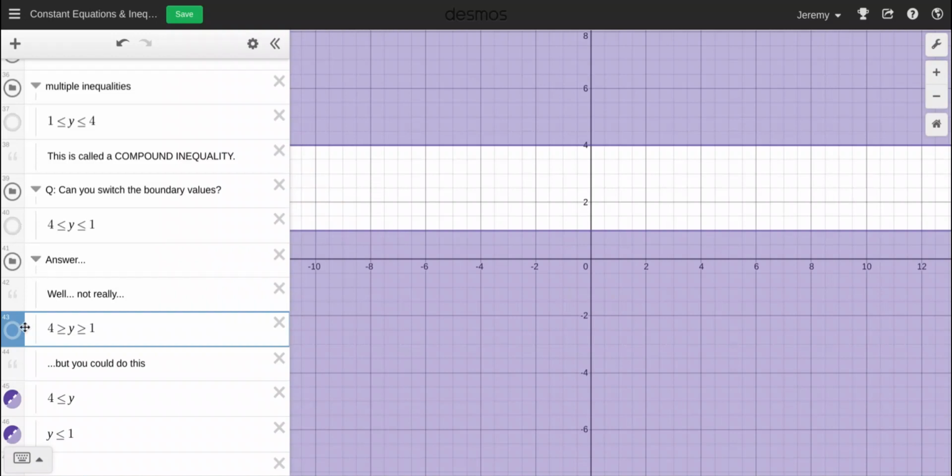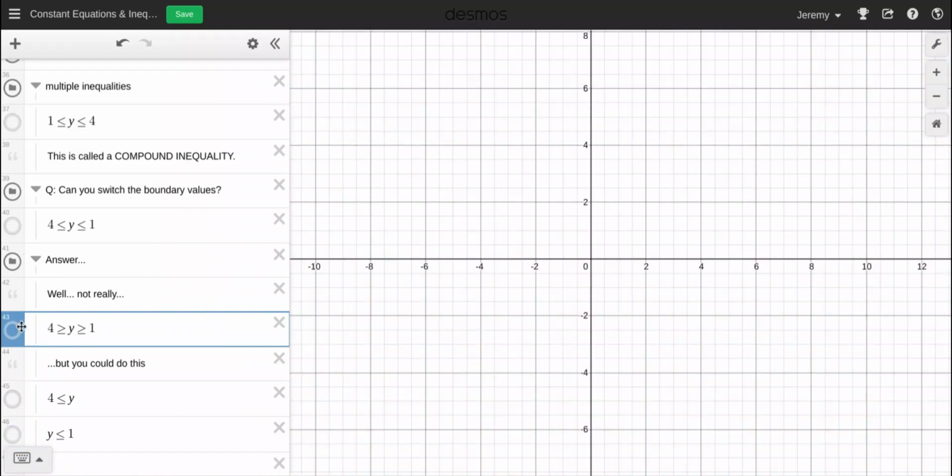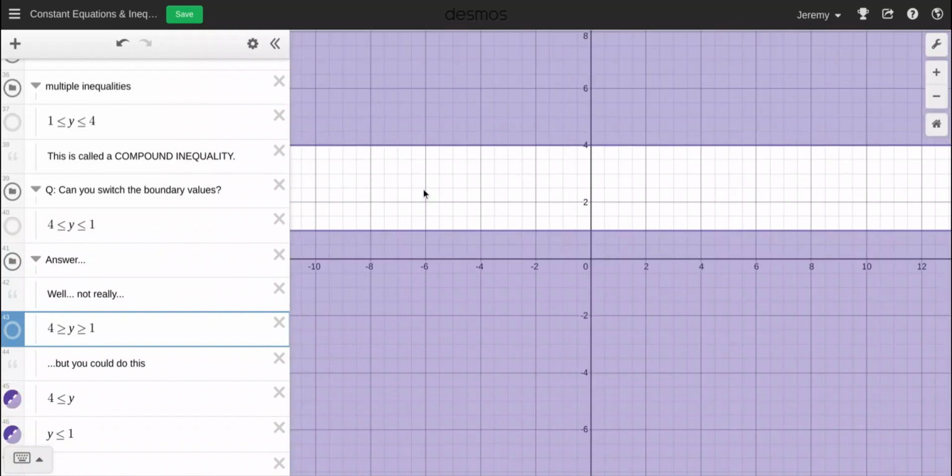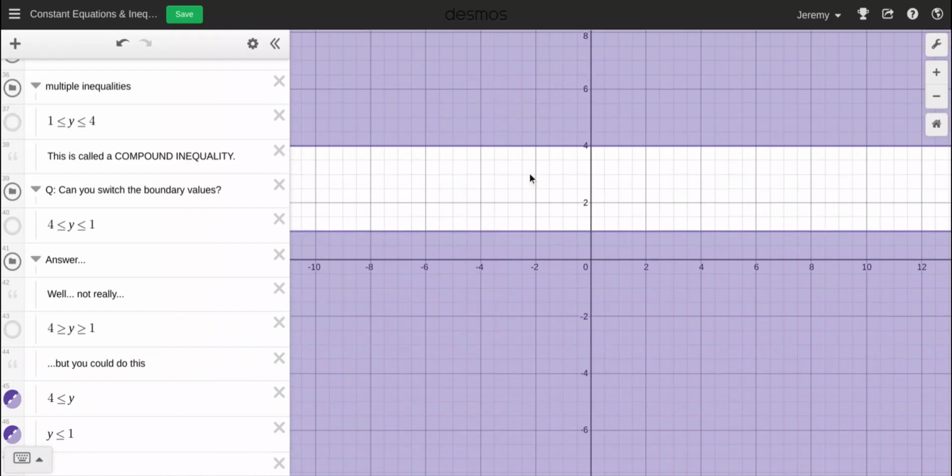So while there is no solution that fits both of these in this compound inequality, compound meaning there's two, there is no number that satisfies both of these. If you wrote it like this, there are numbers that satisfy this one or this one. It's impossible, though, to be in this region and this region, but it could be in this region or this region.